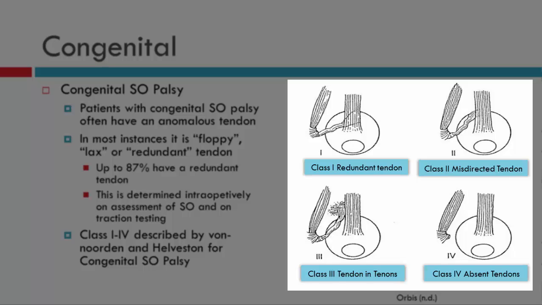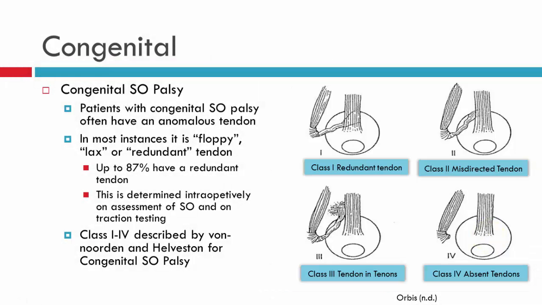However, there are a couple of other causes related to the tendon that can cause a congenital fourth nerve palsy, and Von Norden and Halverston have come up with a classification system for this. So class 1 is the patient with the floppy tendon. But another reason is that the tendon may also be misdirected, and we can see that here in this image. The other possibility is, again, it's misdirected, but is actually in the tenons. And finally, there are patients who may have an absent tendon. So in all these instances, the effect is a superior oblique underaction or palsy of the superior oblique.